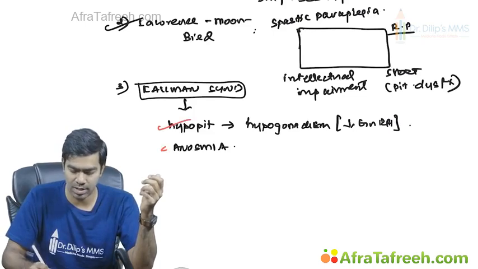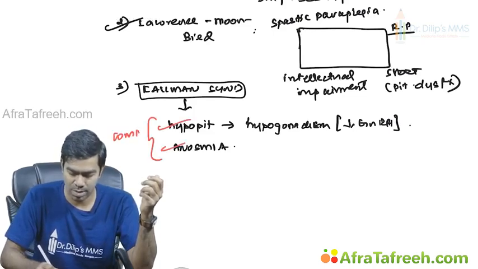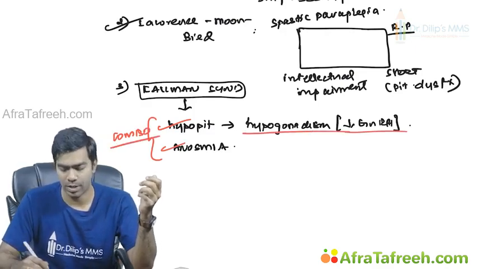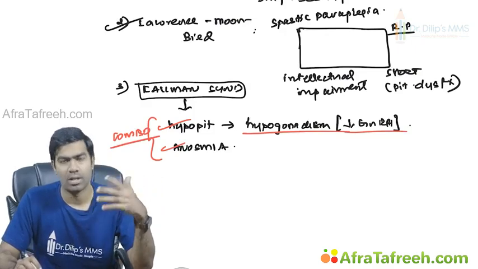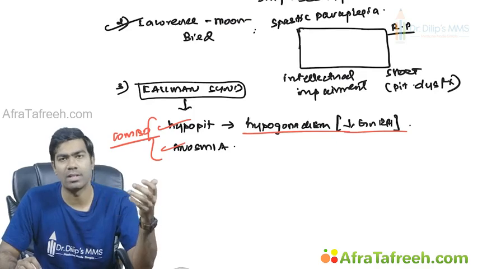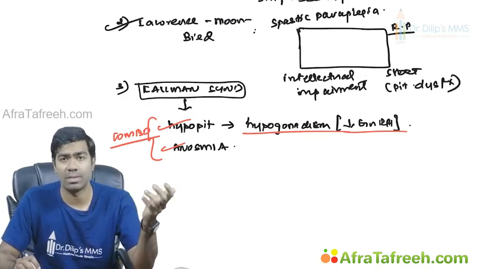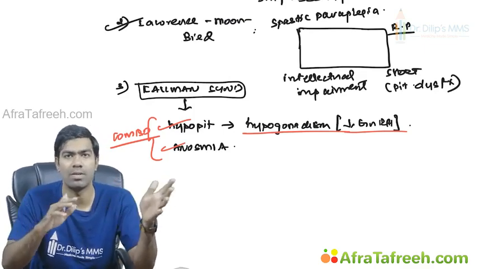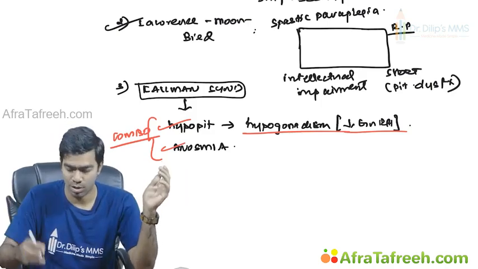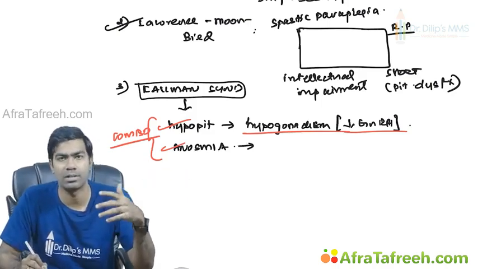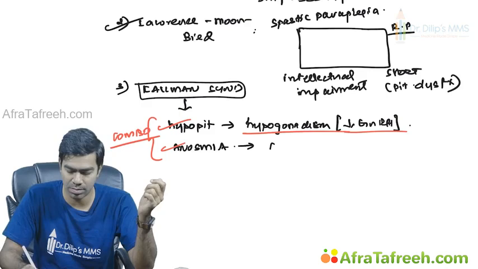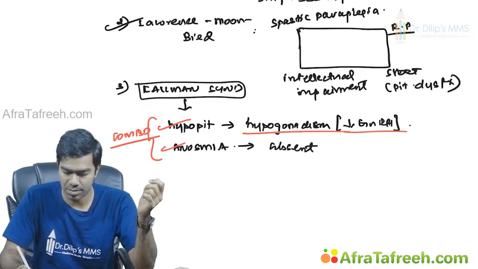Whenever in exams you get this combination of hypopituitarism, especially hypogonadism, that is low GnRH production, along with it, if you have anosmia, you have to diagnose Kallmann syndrome. So hypogonadism plus anosmia equals Kallmann. That's all. You may ask me why you get anosmia in these patients. The reason is the fact that they have absent olfactory bulbs.